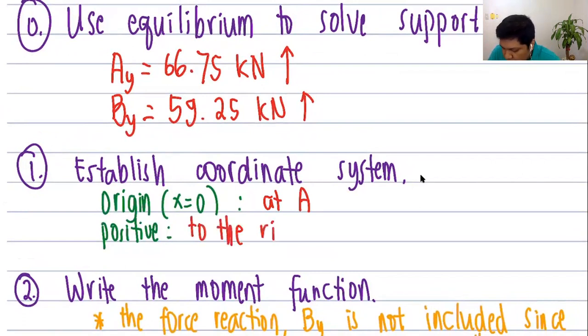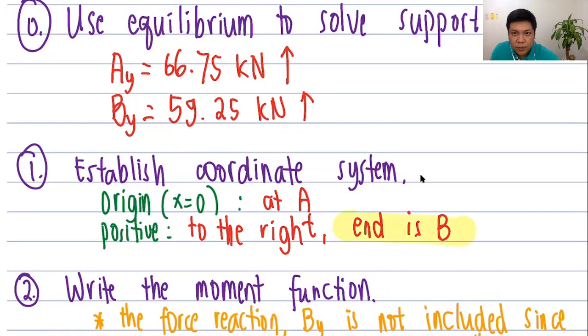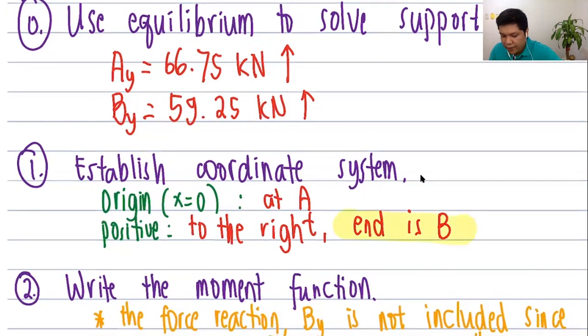Now, going back to our reminders, if I have a positive direction to the right, what is my end? The end, therefore, is B. Are we clear with that? Questions so far? Clarifications? Okay.